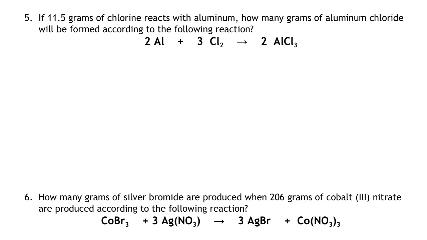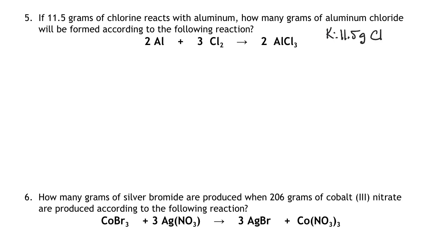All right, so this is our last problem, and I'm going to go ahead and read it and work the problem. If 11.5 grams of chlorine reacts with aluminum, how many grams of aluminum chloride will be formed according to the following reaction? So it looks like my reaction is already balanced. I'm going to do my knowns and my unknowns. I've got 11.5 grams of chlorine.